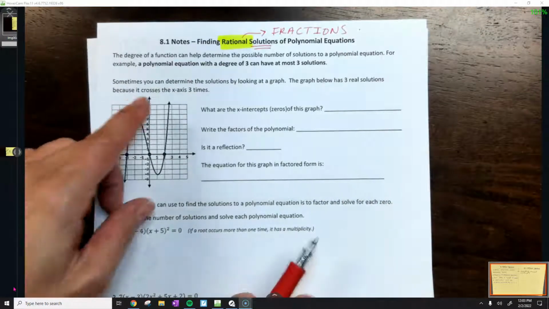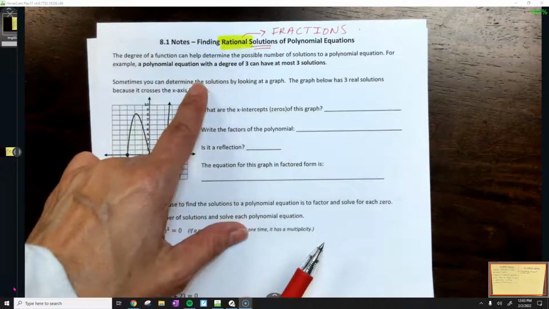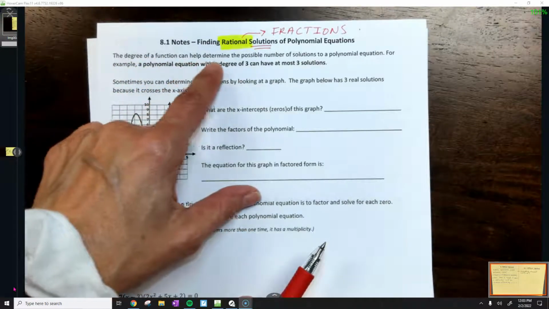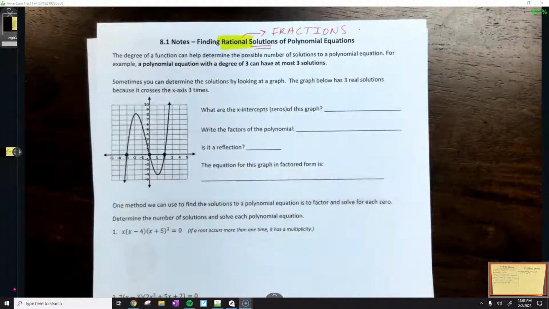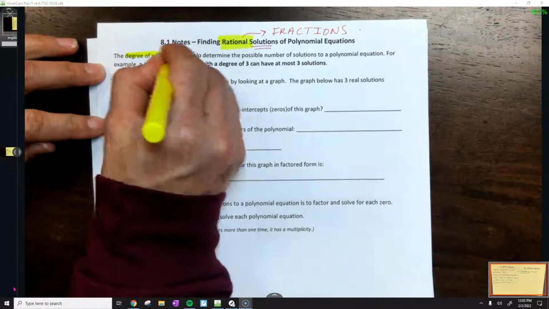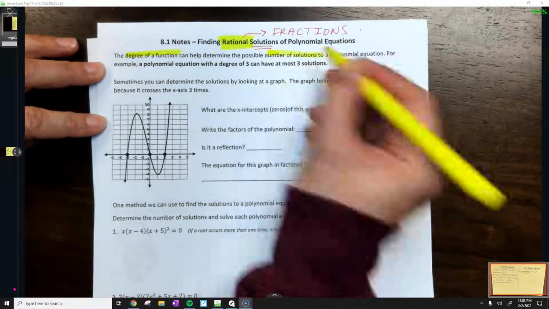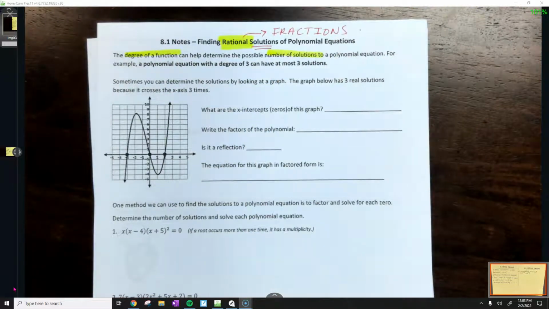All right, so if you notice, the more words here I'm reading, the degree of a function can help determine the possible number of solutions to a polynomial equation. Actually, the degree of the function is the number of solutions. Whatever the degree is, that's how many answers you have to come up with.